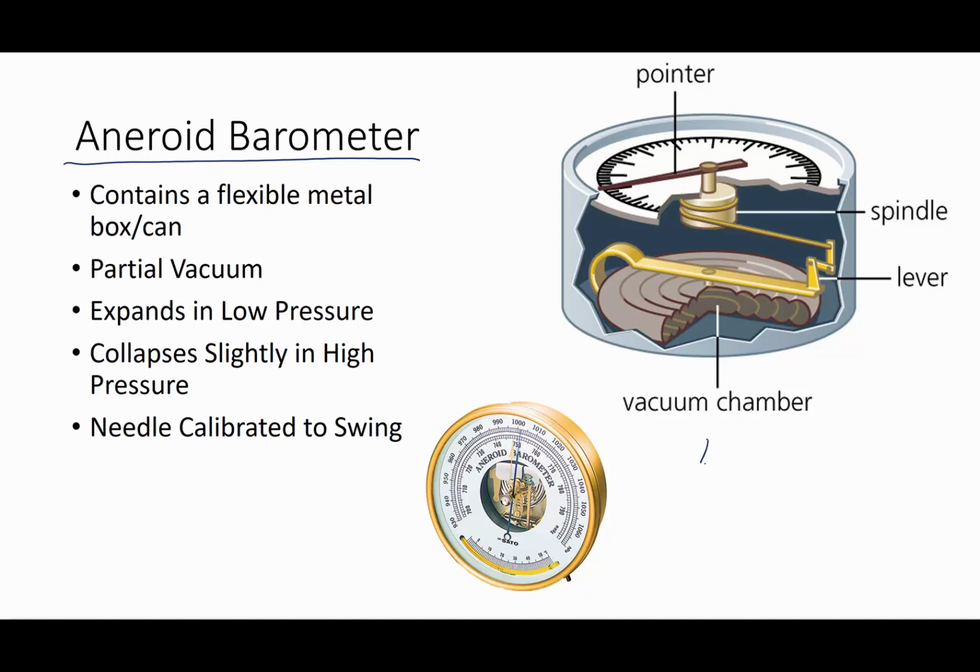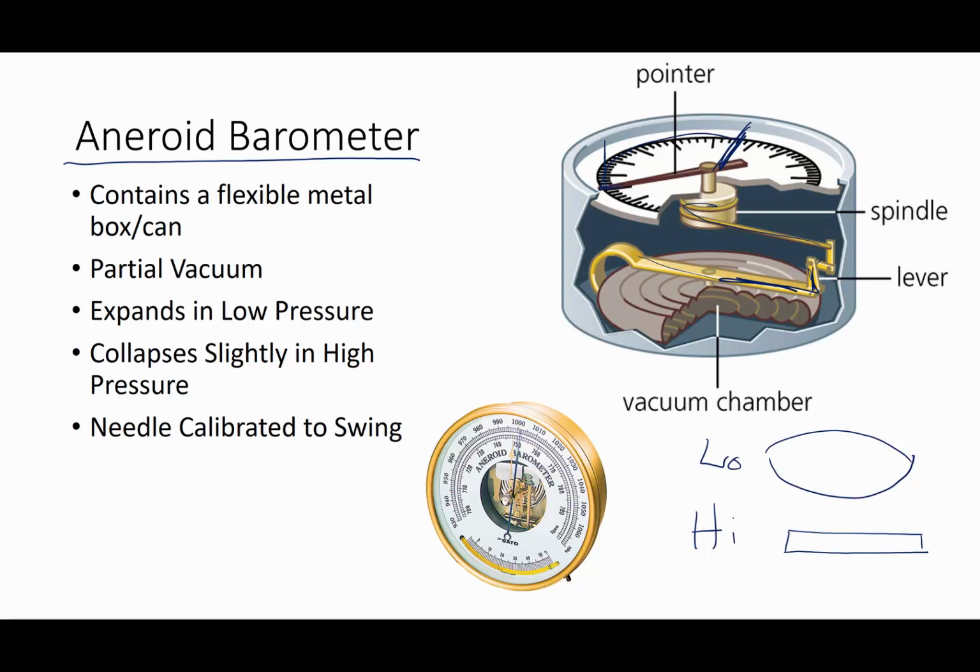When there is a low atmospheric pressure, the can expands a little bit, gets a little bit fatter, and it's attached via some mechanisms to a pointer so that it is going to indicate a low pressure. When there is a high atmospheric pressure outside, the can is going to collapse slightly. That is going to move the position of this lever, and the pointer is going to go whoop, over there somewhere.